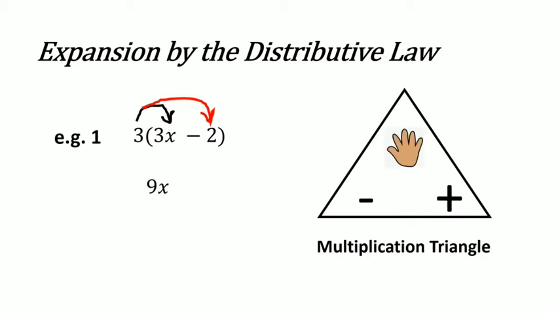The result of multiplying a minus times a plus, or a plus times a minus in this case, would be the sign or operation that is hidden below our hand. That happens to be minus. So now we multiply the 3 times the 2, and 3 times 2 is 6. So the product of 3 into (3x minus 2) would give me 9x minus 6.